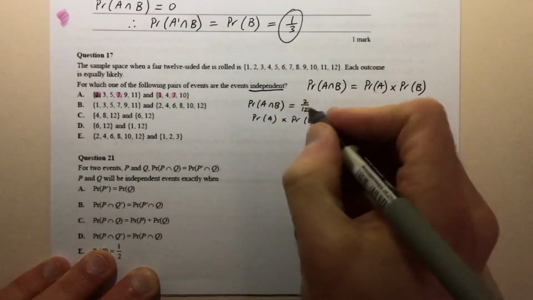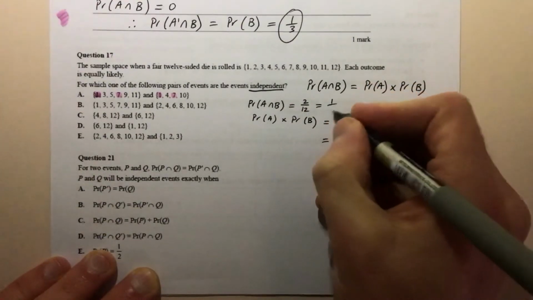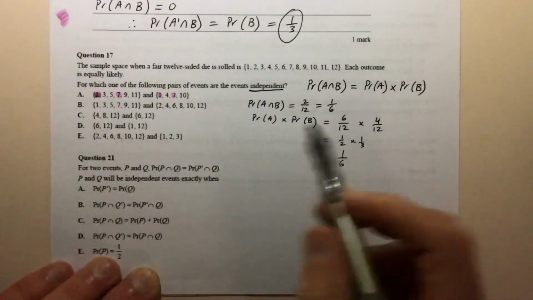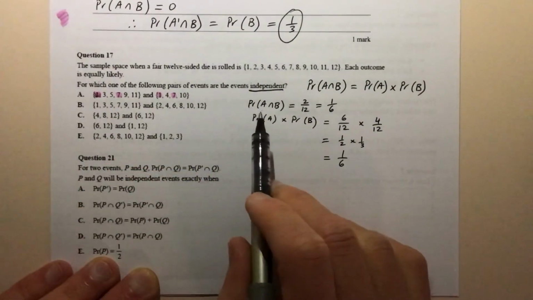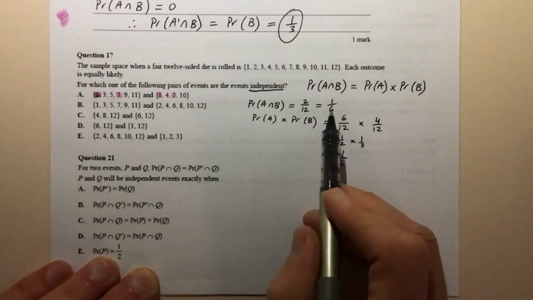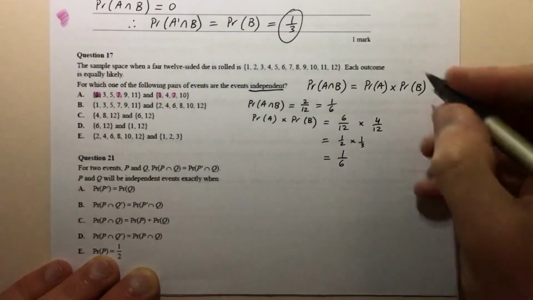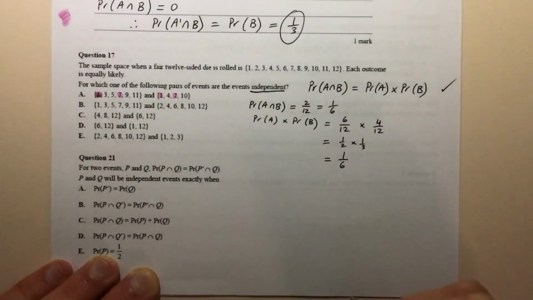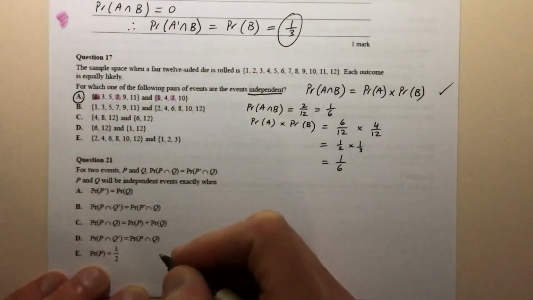And of course, what we worked out here, the probability of A and B both occurring, 2 out of 12, that's 1/6 as well. So what we've actually shown is that with this first option here, the probability of both events occurring is 1/6, but their individual probabilities multiplied together is also 1/6. And that ticks off our independence formula, which means that option A is actually our correct option.